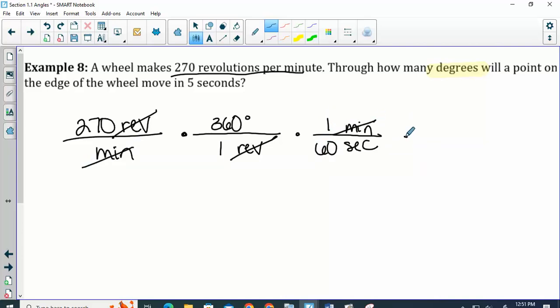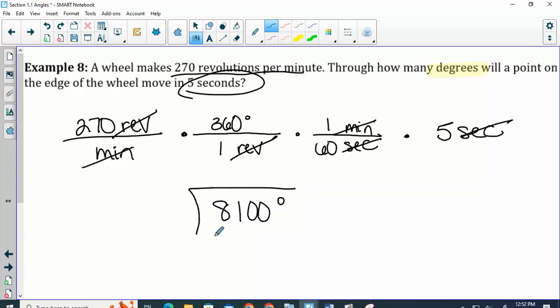Okay. And how long is this spinning? 5 seconds. So this isn't a conversion, we're just using the number given in the problem. So that will cancel my seconds. So at the end, the only unit we have left is degrees, which is what it wanted. It said how many degrees. So we need to do 270 times 360 times 5, and we need to divide by 60. So it will travel 8,100 degrees in 5 seconds. That's not the number I would have guessed. Not an obvious guess.